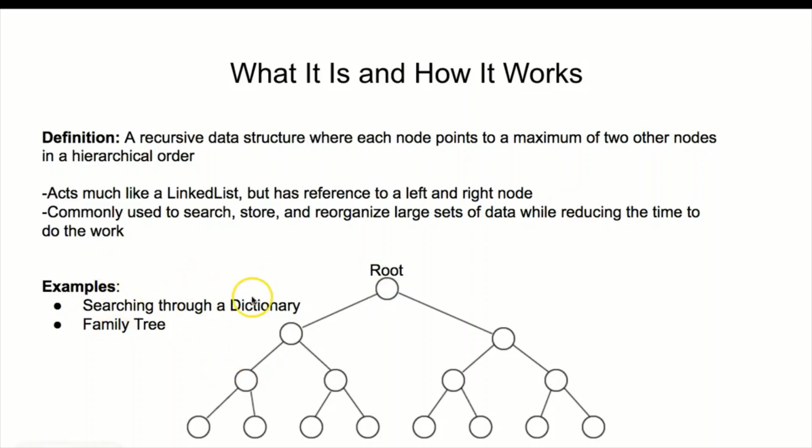A good example of this is searching through a dictionary. You're not going to go through each word one by one to find the definition of that word. You might go straight to the middle, and determine if you need to go a little bit higher or a little bit lower, depending on what word you're looking for. Same thing with a family tree. That's a perfect visual example of a binary tree.